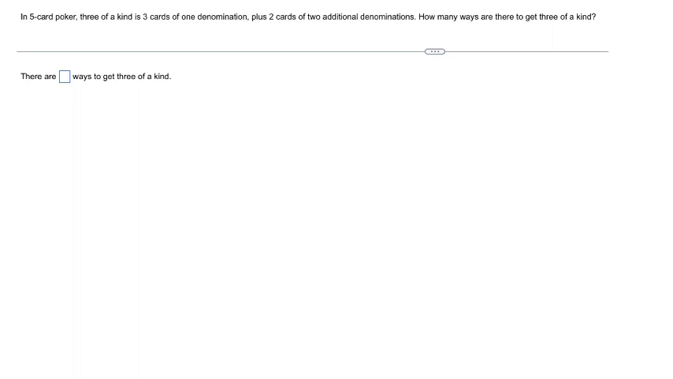Well, in our 5-card poker hand, 1, 2, 3, 4, 5, we know that we must have 3 of a kind. And so that is choosing one possible denomination. And so for this one, we have 13 possible choices. Now for the last 2, they must be different denominations, so different than the one that we chose for our 3 of a kind.